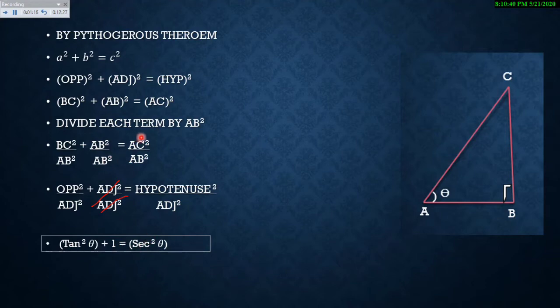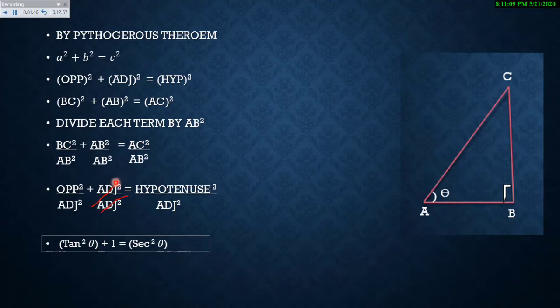What did we do here? We divided each term by AB square, we divided each term by adjacent square. So what do we get? BC square by AB square, that is opposite square by adjacent square. Here we get AB square by AB square, that is adjacent square by adjacent square. We get here AC square by AB square, hypotenuse square by adjacent square. So what is opposite by adjacent? Opposite by adjacent is tan square theta.